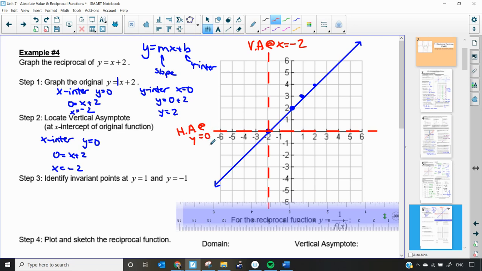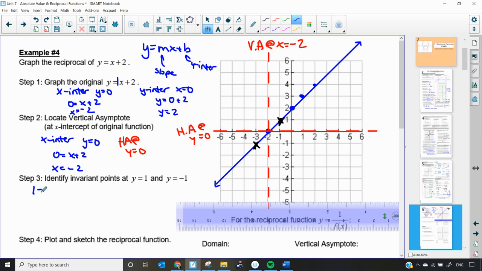All right, now once we have our horizontal asymptote, then we're looking for our invariant points. So HA at y equals 0. And so our invariant points always happen at y equals 1 and y equals -1. So when y equals 1, that's happening right here. Okay, so -1 comma 1. And our other invariant point is happening at -3 comma -1. Now we want to be able to check those or verify those algebraically because we don't want to just trust that our graph is accurate. So we always start with the original function.